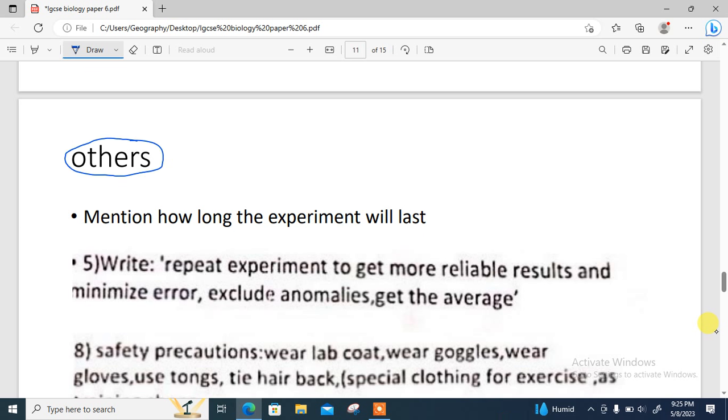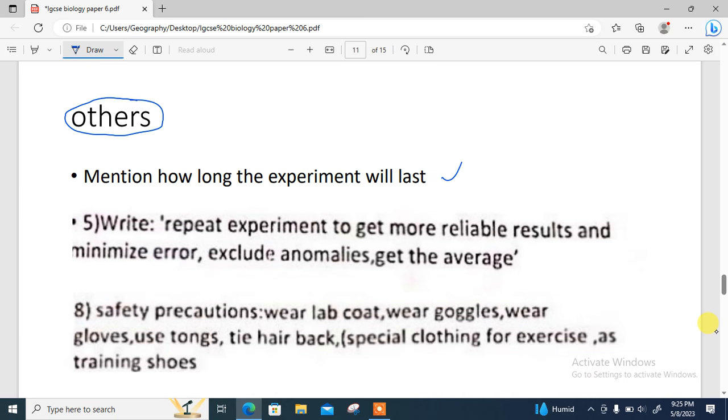You measure how long the experiment will last. Very important. It's 1 mark. If you want to keep it for 15 minutes, if you want to keep it for 3 seconds, if you want to keep it for 30 minutes, if you want to keep it for 3 days. So you should mention how long the experiment will last. Remember, tomorrow do not use anything amount, please.